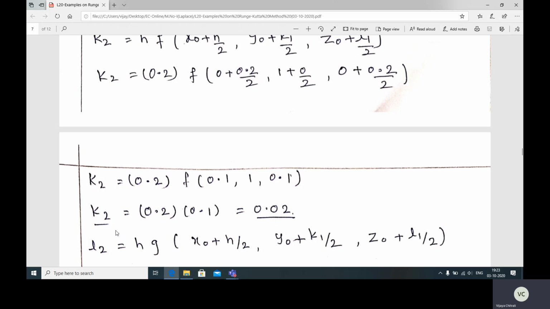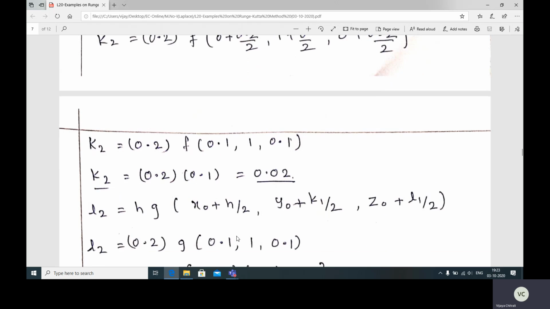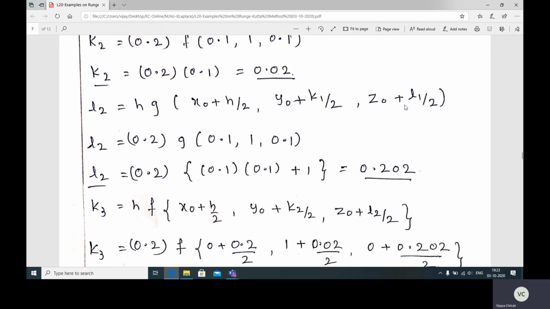So this is K2. Now find L2. L2 is equal to h into g of x0 plus h by 2, y0 plus k1 by 2, z0 plus L1 by 2. So x0 plus h by 2 is 0.1, already calculated while finding K2. y0 plus k1 by 2 is 1 and z0 plus L1 by 2 is 0.1. So g of x, y, z is xz plus y. With x as 0.1 and z as 0.1, it is 0.1 into 0.1 plus y, which is 1, and multiply this with 0.2. We'll get 0.202. So this is L2.